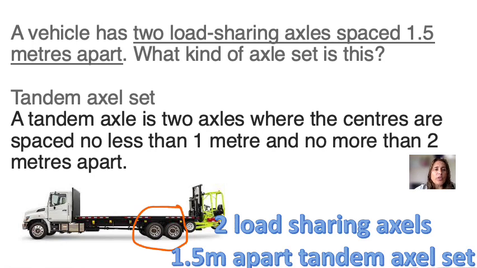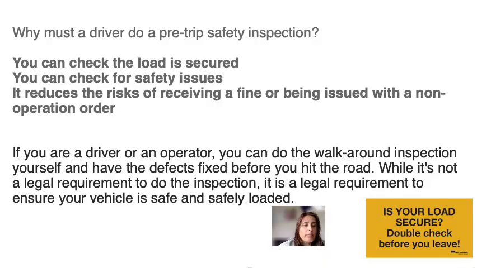A vehicle has 2 load sharing axles spaced 1.5 meters apart. What kind of axle set is this? It's a tandem axle set. So a tandem axle is 2 axles where the centers are spaced no less than 1 meter and no more than 2 meters apart. So a tandem axle is between 1 and 2 meters apart.